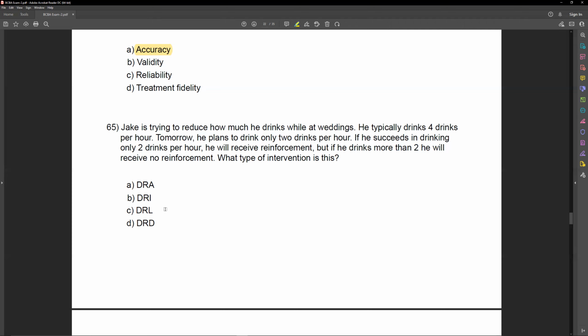So DRL is dependent on a time frame, while DRD is dependent on a criteria, right? This is criteria based. Jake has to drink, okay, 2 or less to receive reinforcement, okay? With DRD, you slowly decrease that criteria, okay, until you get the appropriate amount of drinks, right? DRD might be used for someone who says hello too often, right? Or raises their hand too much. It's not something we want to get rid of. We just want to reduce. So this intervention is a DRD. Again, DRL is based on a time component. DRD is criteria based.